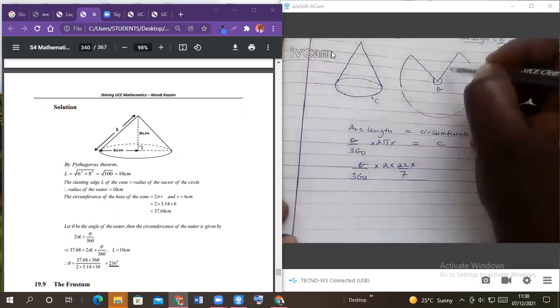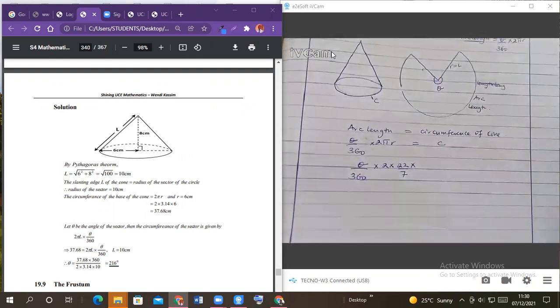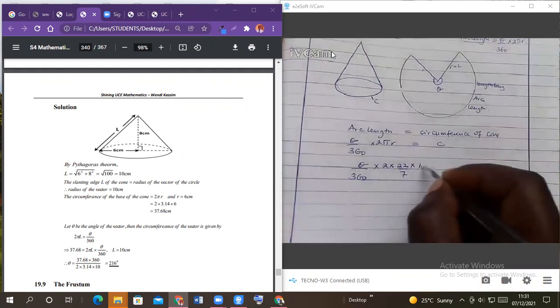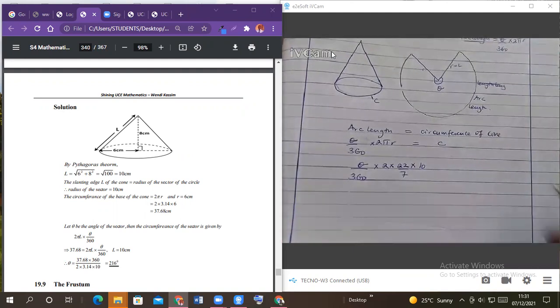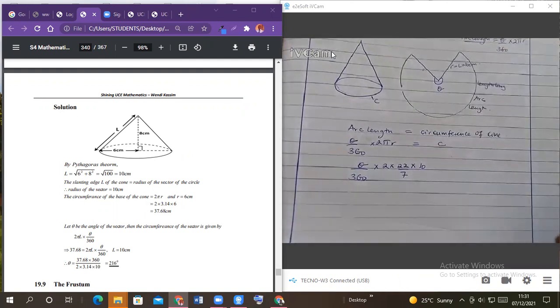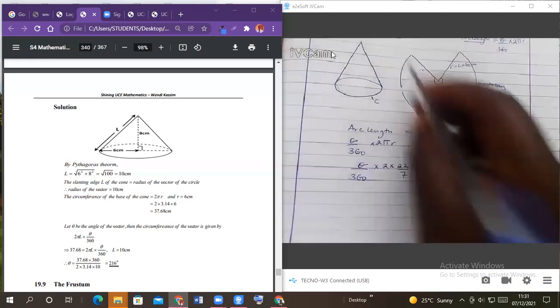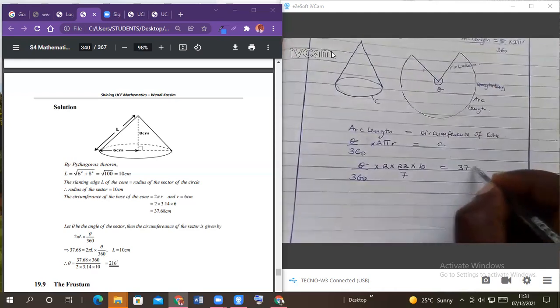Now this will be our radius, which is equivalent to the length L. Do you get that very well? Yes, so now it will be times 10 because our L was given as 10 centimeters. We got it as 10 centimeters using Pythagoras theorem. Then that is equal to the circumference, which is 37.7.